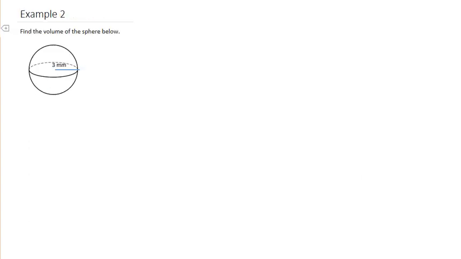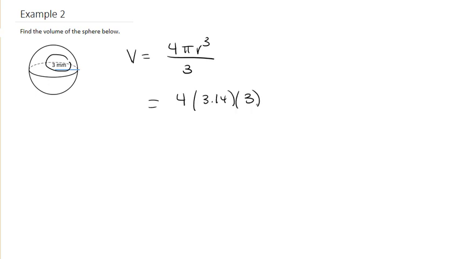Example 2. Find the volume of the sphere below. In this sphere, we're given the radius, so we don't have to find the radius via the diameter. We can just write our formula and then fill it in. So we have 4 times 3.14, and then the radius is 3, raised to the third power. Then we'll divide by 3. So we'll get our calculators out.